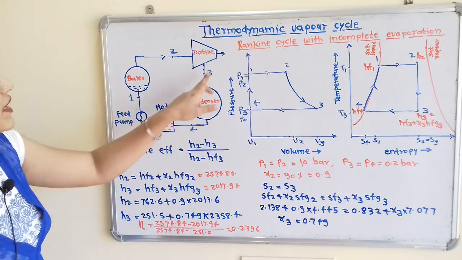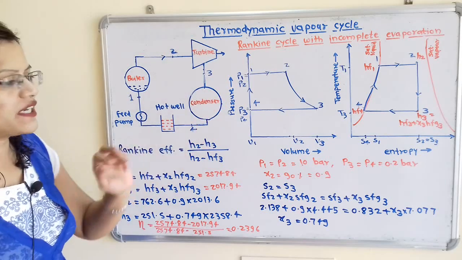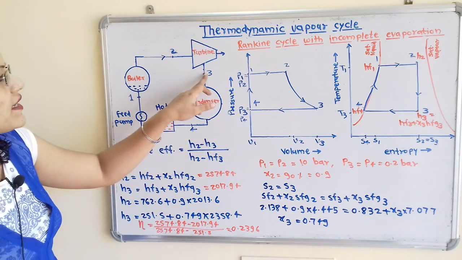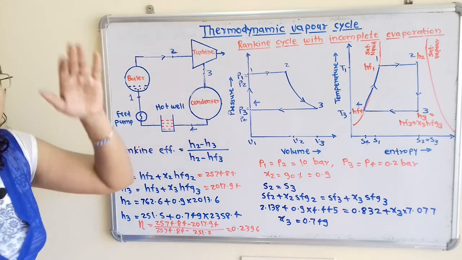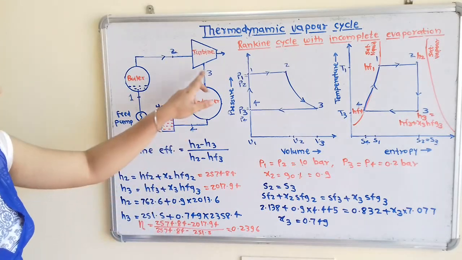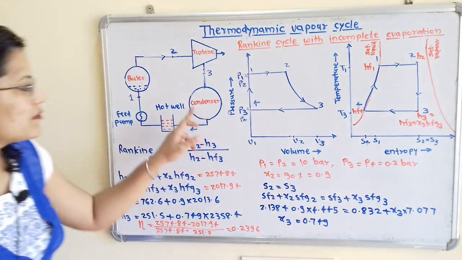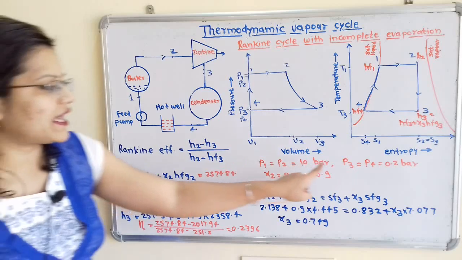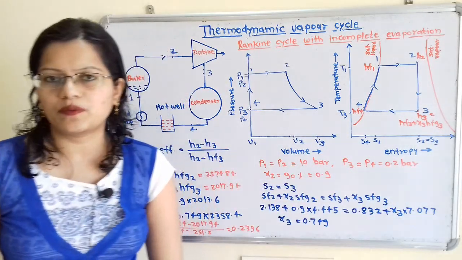So here we can say that the pressure at point 3 is equal to the pressure at point 4, because this is a constant pressure process. It is getting exhausted from the turbine, because in the turbine there is a decrease in pressure. So at point 3 the pressure is 0.2 bar, and process 3 to 4 is a constant pressure process. So we can say that P3 is equal to P4 is equal to 0.2 bar.